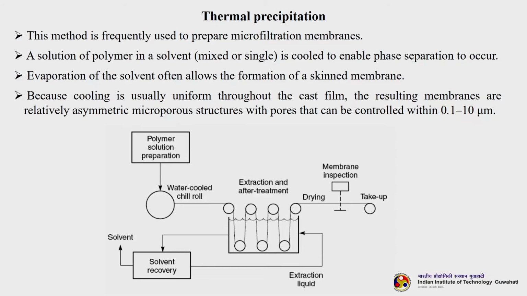So, the next technique is called thermal precipitation. So, this method is frequently used to prepare microfiltration membranes. So, a solution of a polymer in a solvent, either mixed or single, okay, is cooled to enable phase separation to occur. So, this is basically a cooling technique. Okay. So, evaporation of the solvent often allows the formation of skin membranes. So, in every process the solvent is getting evaporated and finally precipitation of the polymer membrane is happening, or the matrix is forming.